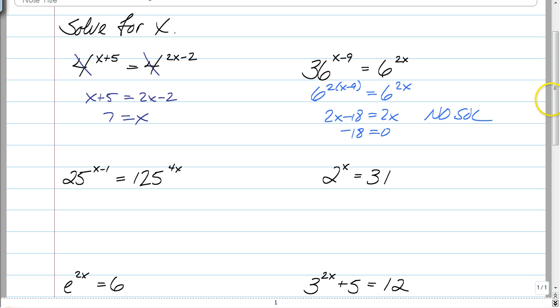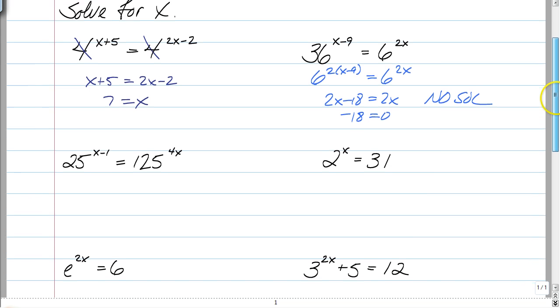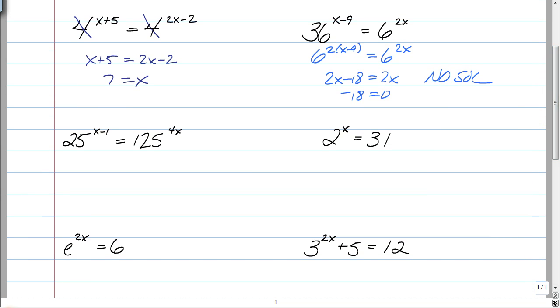Next example, we're raising 25 to a power and 125 to a power. What does that power need to be for them to be the exact same? Well, we need the same base, so we know that 5 squared is 25. And of course, we're multiplying that to the x minus 1, because when you raise an exponent to another exponent, you multiply. And 5 cubed is the same as 125, so we can rewrite 125 as 5 cubed. And of course, we have our 4x. So now we have 5 to the 2x minus 2 is equal to 5 to the 12x.